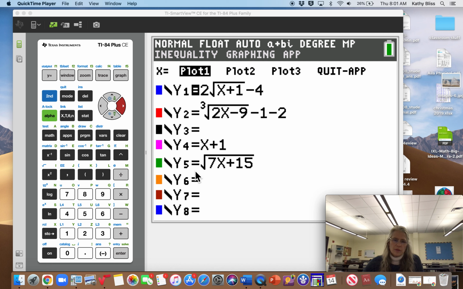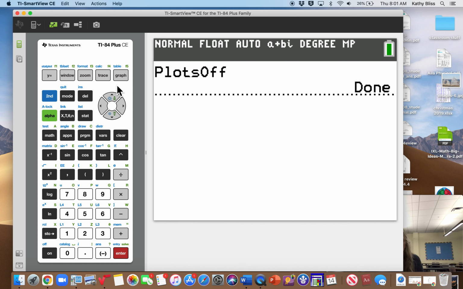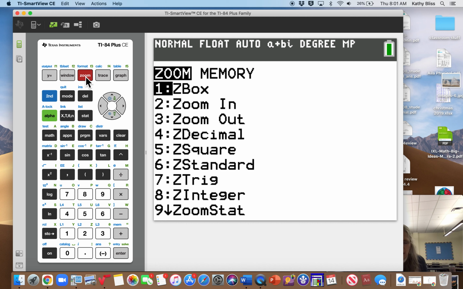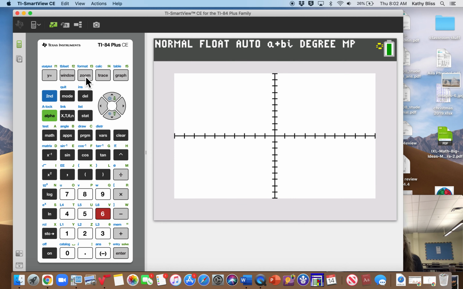And notice how these equal signs are all not highlighted, so I've turned all those off, so we're only going to be looking at this first equation here. You might want to do this in your calculator, in case you still have some stuff on from regression. So I turn my plots off, and I'm going to just do zoom standard, and that gives me the 10 by 10 grid, and we'll see if that's a good representation of the graph.